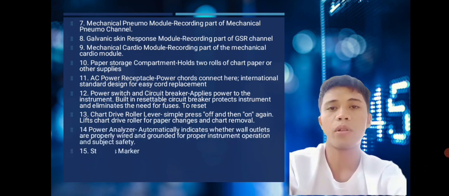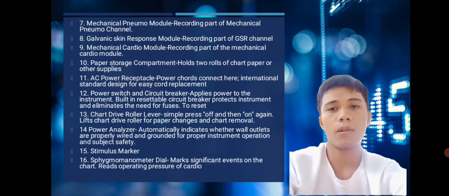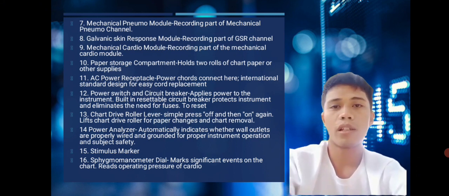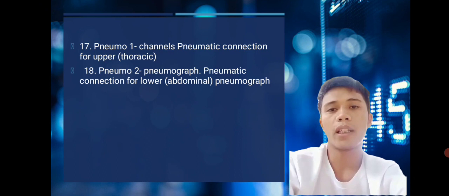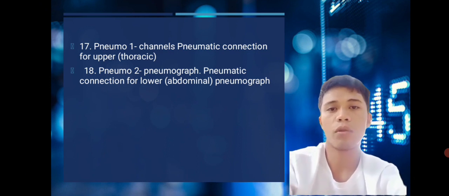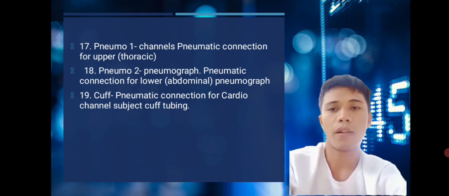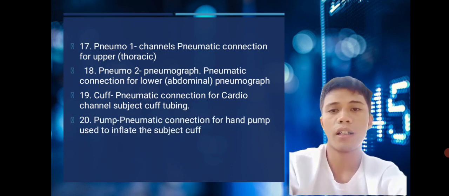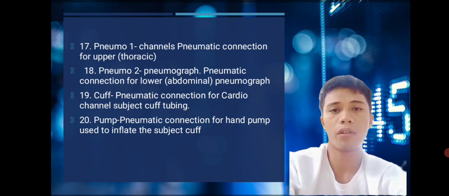Chart drive roller lever. Simple press off and then on again. Power analyzer. Automatically indicates whether wall outlets are properly wired and grounded for proper instrument operation. Sphygmomanometer dial. Reads operating pressure of cardio channel. Pneumo 1. Pneumatic connection for upper thoracic pneumograph. Pneumo 2. Pneumatic connection for lower abdominal pneumograph. Cuff. Pneumatic connection for cardio channel subject's cuff tubing. Pump. Pneumatic connection for hand pump used to inflate the subject cuff.